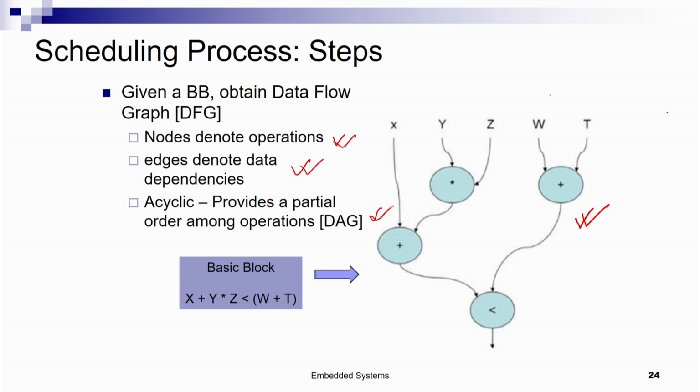For example, if we have a basic block such as x plus y star z less than w plus t. So, this one performs x plus y star z. See, the dependencies have been adequately taken care of. This one performs w plus t, and then this one performs the comparison operation and the output is produced here. So, this is the data flow graph representation of this basic block with its dependencies taken care of and the nodes representing the operations.